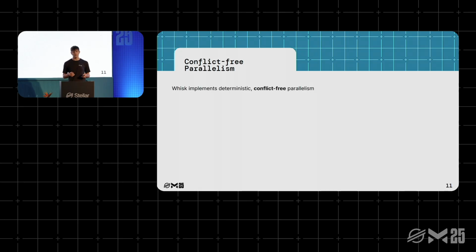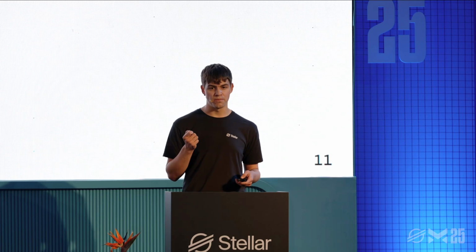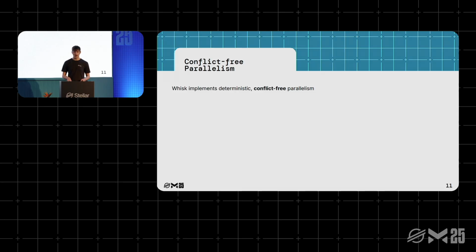And so Whisk implements what we call conflict-free parallelism. This is what I just described, where we guarantee that each execution lane has no conflicts with the other ones, such that each execution lane can be done totally independently without any locking or contention. We achieve this by including a static footprint of all keys with each Soroban transaction. This includes a read-only section of keys that will be read, and then a read-write section. You all know about this. You've been doing this since Protocol 20.